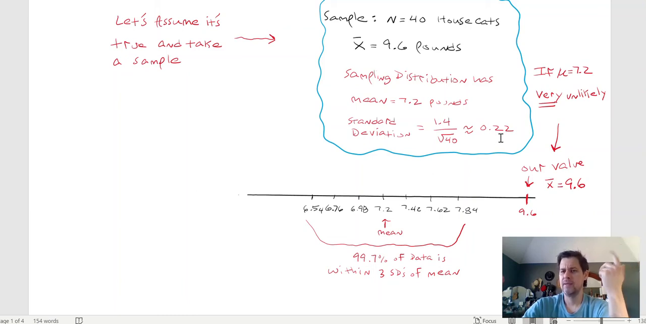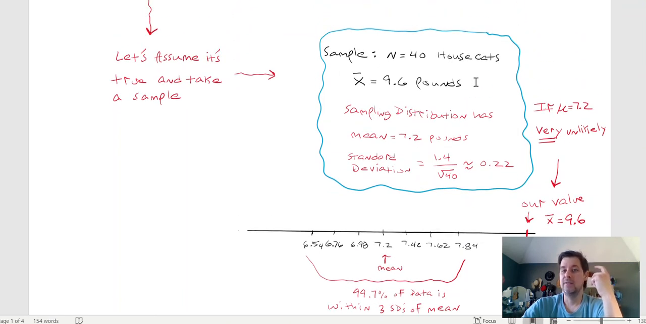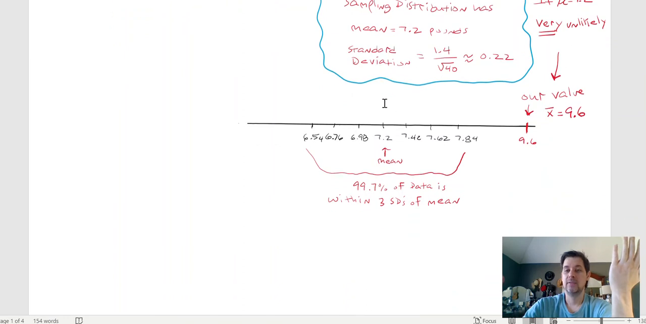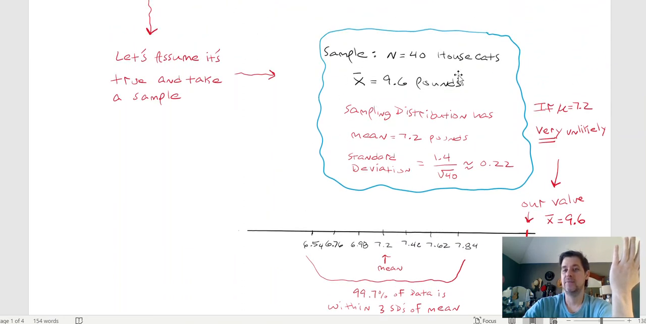Okay. Now, so here's what that means. This number right here, this sample mean, like any number we get from a sample, or almost like any number in statistics, has a certain probability of being what it is. So here's the distribution of this sample mean.